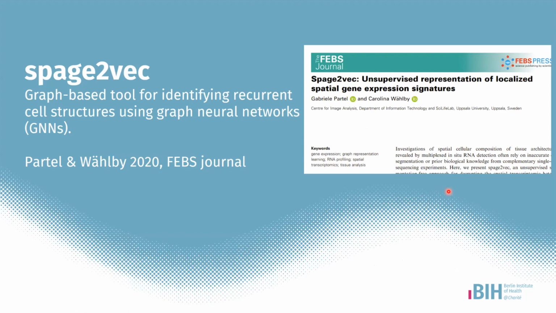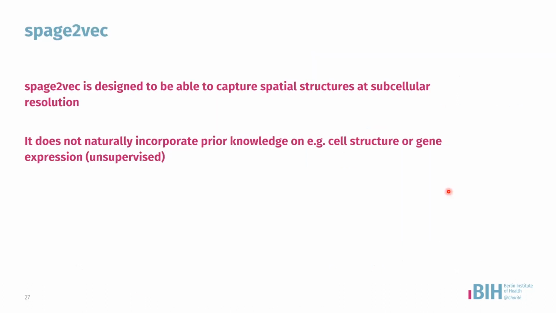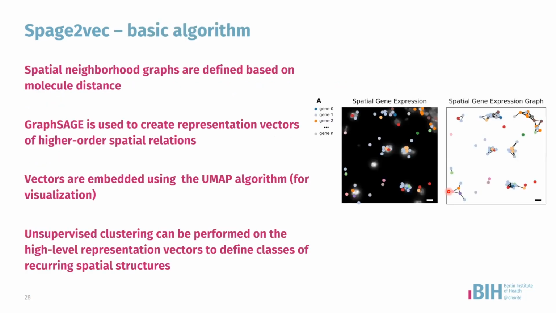So going into the first tool, Spatially. This is a graph-based tool for identifying recurrent cell structures using graph neural networks. It's designed to be able to capture spatial structures. So normally we would be thinking in terms of spatial structures of cells, but this can also capture subcellular structures within cells. And it's a completely unsupervised method, so it doesn't take into account prior single-cell RNA-seq data.